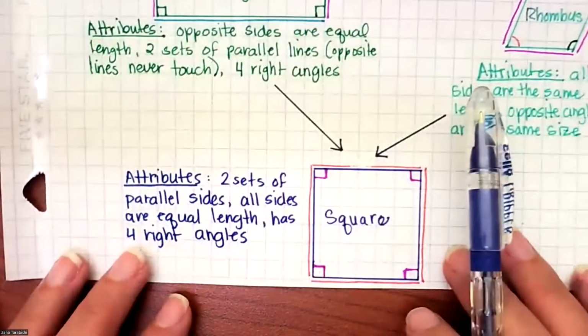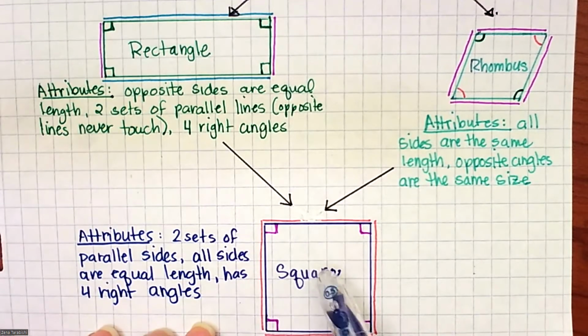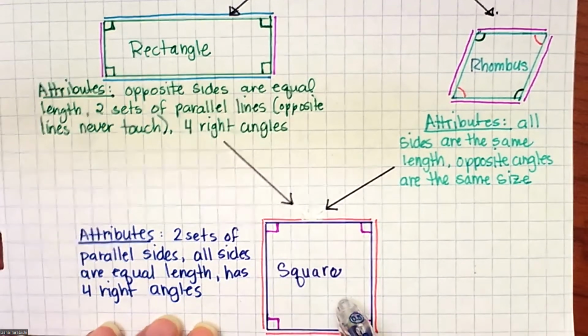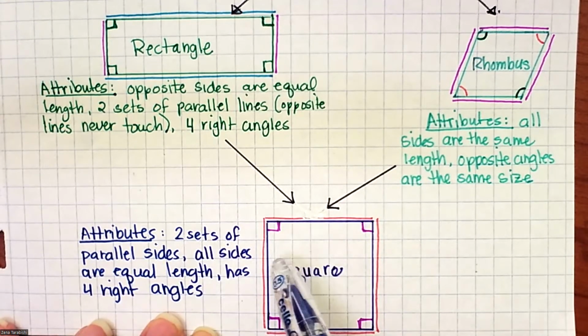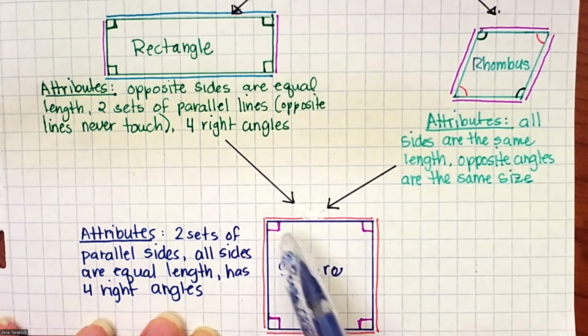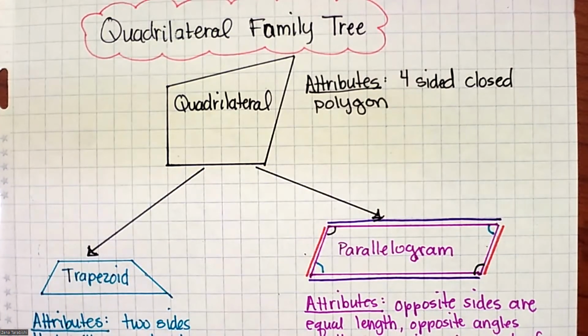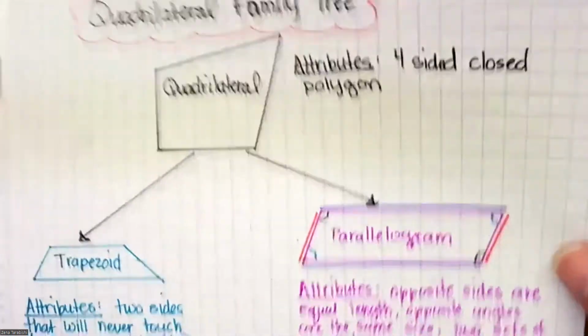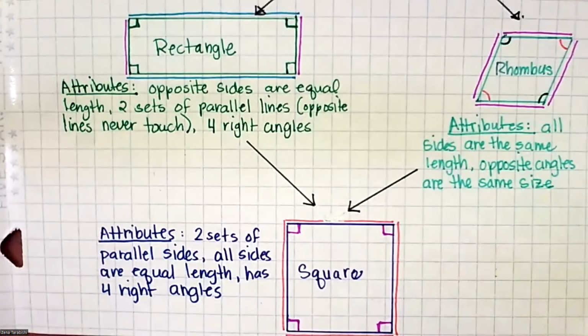can also be filtered down into a square. So this is the most specific one. This one has the most rules that it needs to follow. The attributes of a square are that it has two sets of parallel sides. So the top and bottom will never touch, the right and left will never touch. All the sides are equal length, and it has four right angles. So you see how from the beginning, it doesn't have very many rules to be a quadrilateral. It just needs four sides and it needs to be closed. Then the rules get more specific and more specific and more specific as you go down.